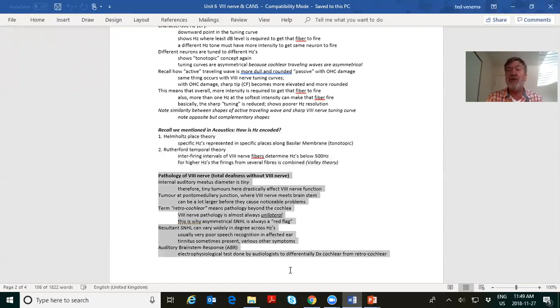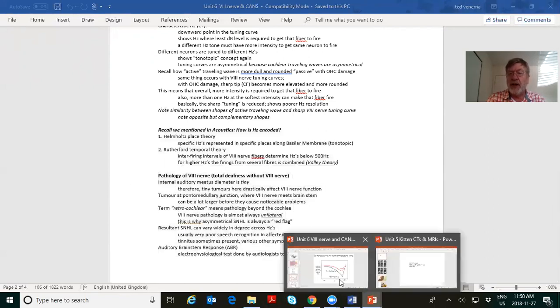But the bottom of page 2 describes basically that pathology of the eighth nerve is almost always unilateral, one ear. And the internal auditory meatus, read with me, is tiny. Therefore, tiny tumors drastically affect eighth nerve function. And a tumor at the pontomedullary junction, where the eighth nerve meets the brainstem, can be a lot larger before they cause noticeable problems. What does that mean in English?